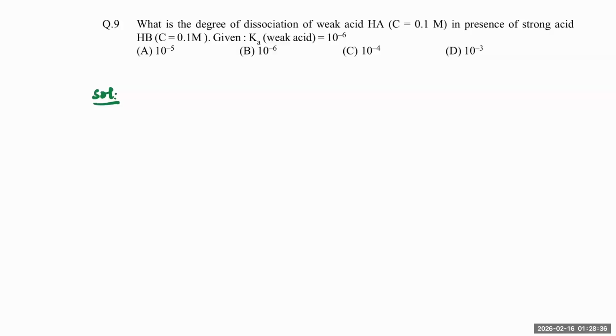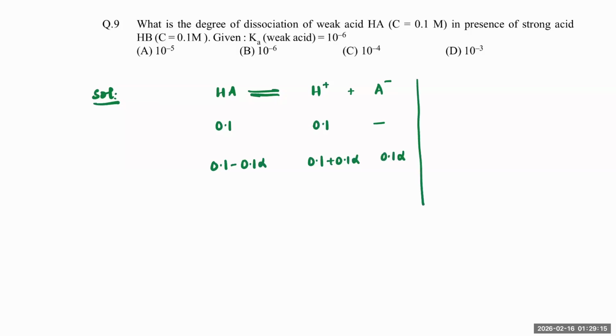Let's see how to solve this one. The degree of dissociation of weak acid in the presence of strong acid is given. So you start like this. HA is dissociating to become H plus and A minus. Initial concentration is 0.1. Now, already HCl is a strong acid, so there is already 0.1 concentration present in the start. So which means it will be 0.1 minus 0.1 alpha. This will be 0.1 plus 0.1 alpha, and this will be 0.1 alpha. Correct? This is the amount dissociated.